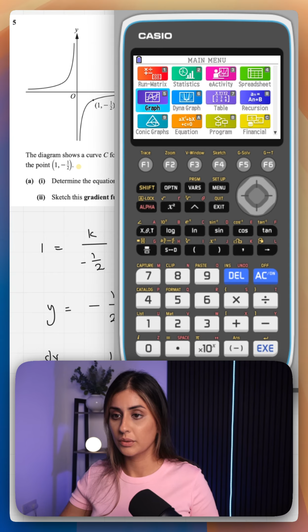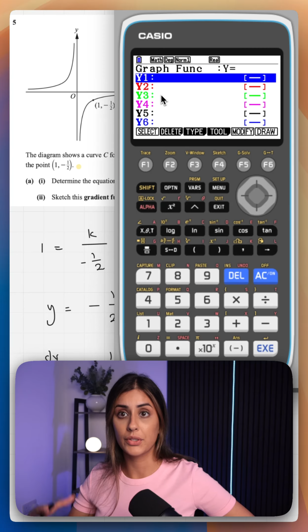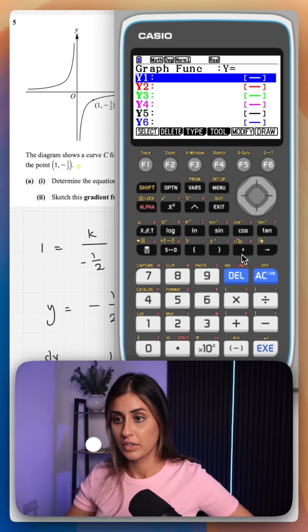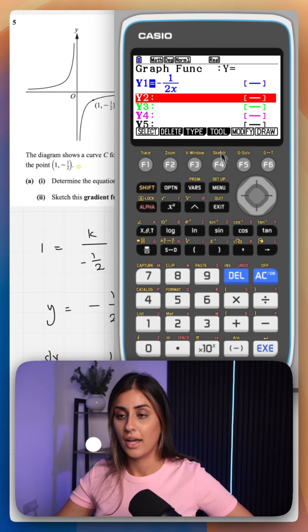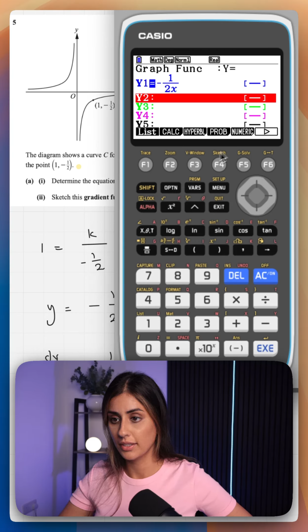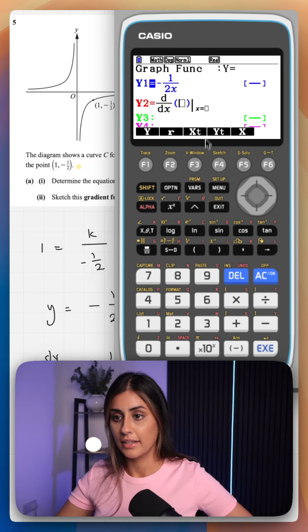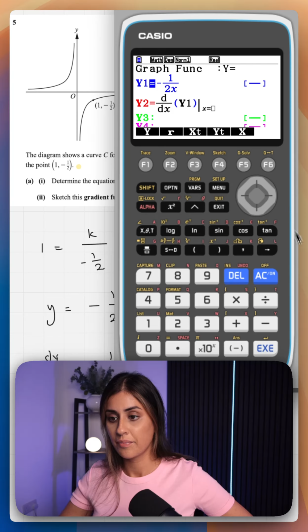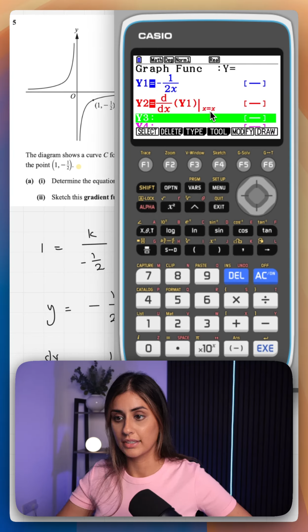So you want to hit the graph option, and then you want to type in your original equation of your graph. So we know that was minus 1 over 2x. And then we also want to get the gradient function for this. So if you press option, calc, F1 for d by dx, and then it should be y1, which is our first graph. If you hit execute, that will populate for all values of x, like it did there, and then let's draw.